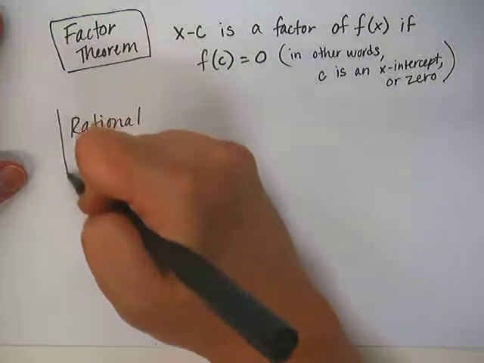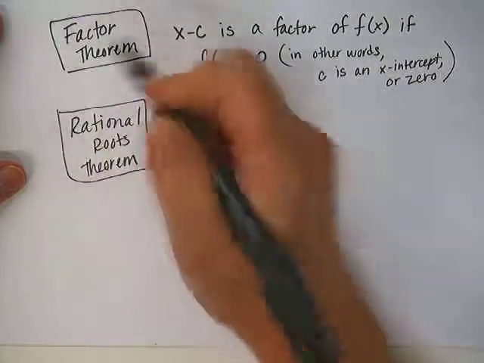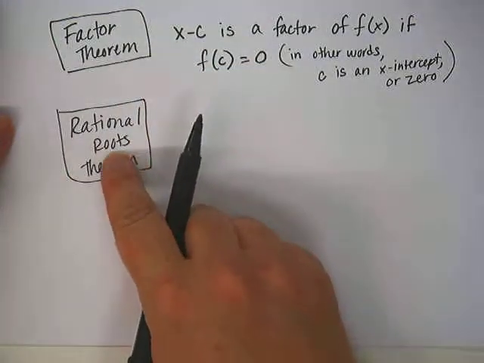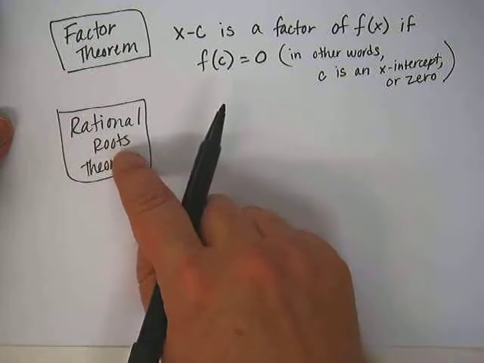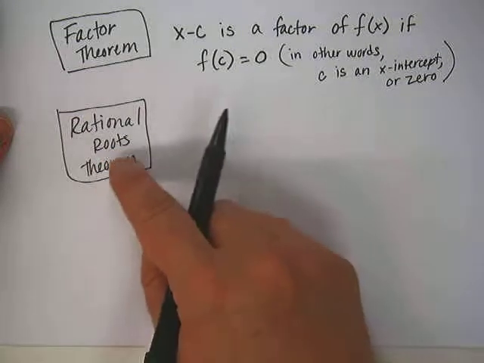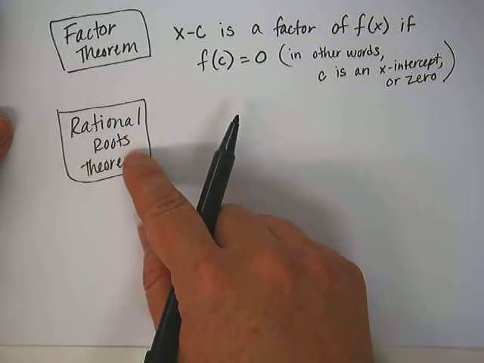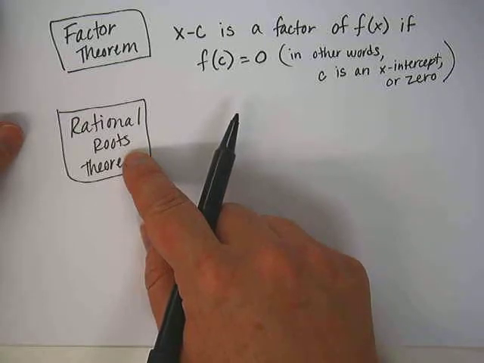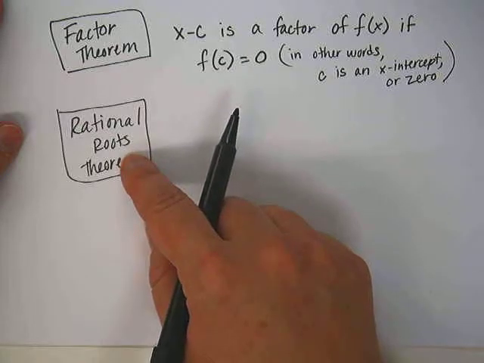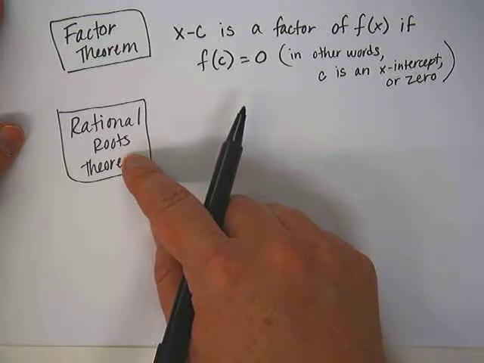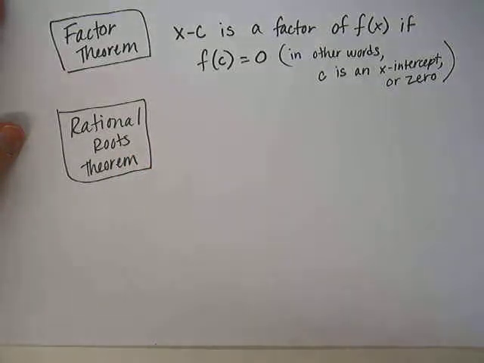Now again, like I just said, zeros, roots, x-intercepts, those are all names for the same thing. The reason we call them zeros is because they're where y equals 0. The reason we call them x-intercepts is because that's where they cross the x-axis. The reason we call them roots is because they are at the root of the function. They are the essential pieces that create that function and make it what it is.